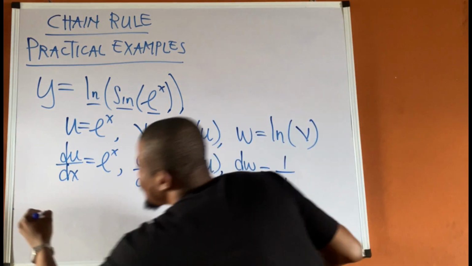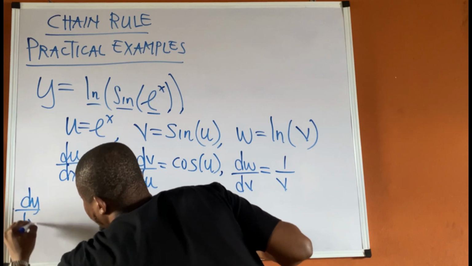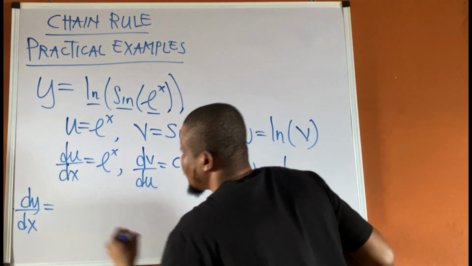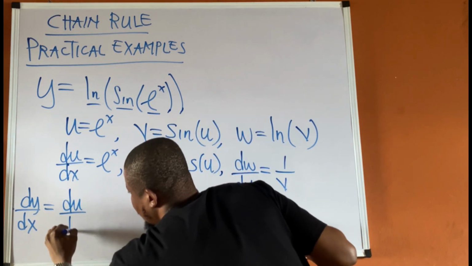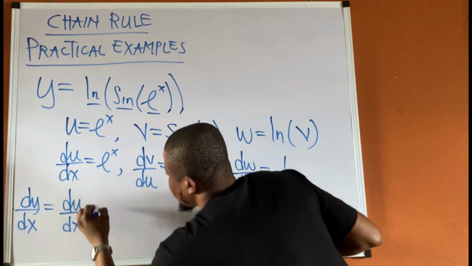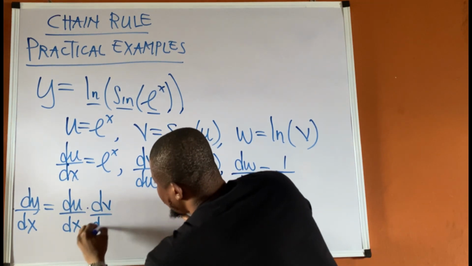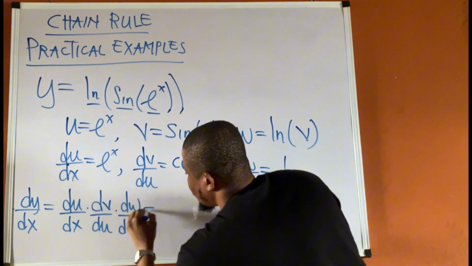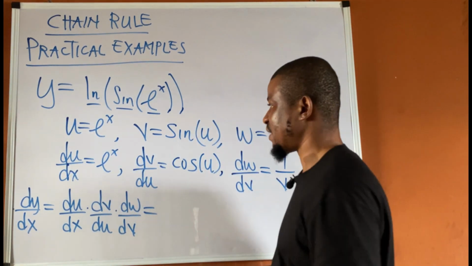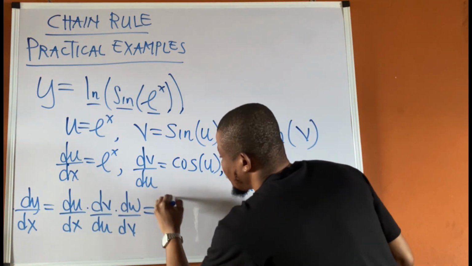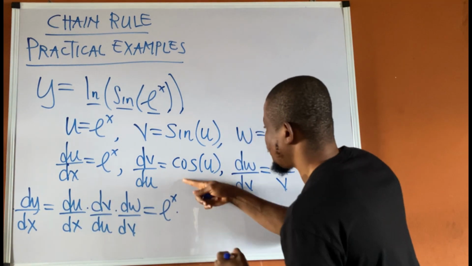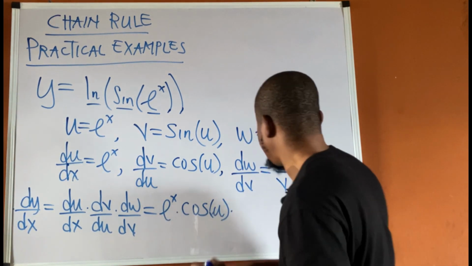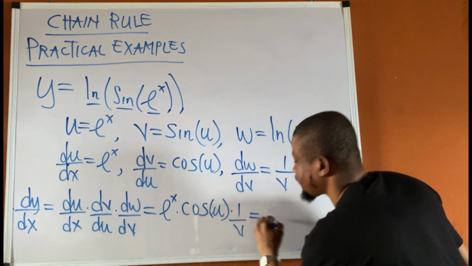We'll change them. So dy/dx will now be the product of all these chains we've differentiated. So it will be du/dx times dv/du times dw/dv, and then substitute the values of these derivatives. If we substitute this, we have exponential x, dv/du is cos u, dw/dv is 1 upon v.